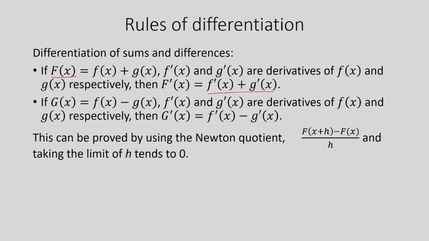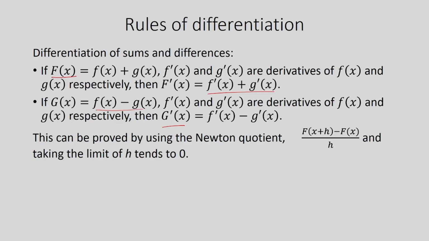Similarly, if I take two functions and deduct one from the other, so you have f as one function and g as another, and f of x minus g of x is equal to capital G of x, suppose. Like before, we know f dash of x and g dash of x are the derivatives of f of x and g of x. Then capital G dash of x is equal to f dash of x minus g dash of x.